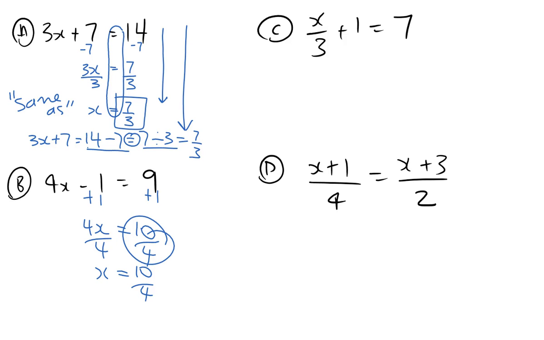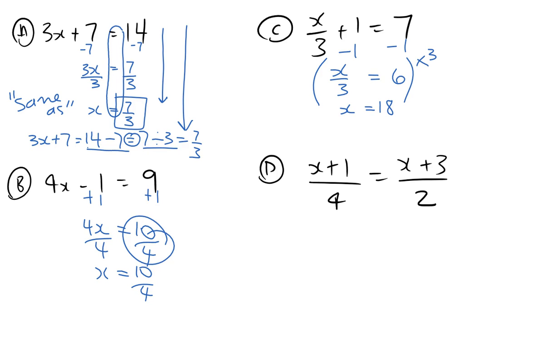Minus 1. Minus 1 from both sides. Now what do we do? Times everything by 3. If I times all of it by 3, what am I doing? Getting rid of the fraction, yeah. And there is my answer, okay?